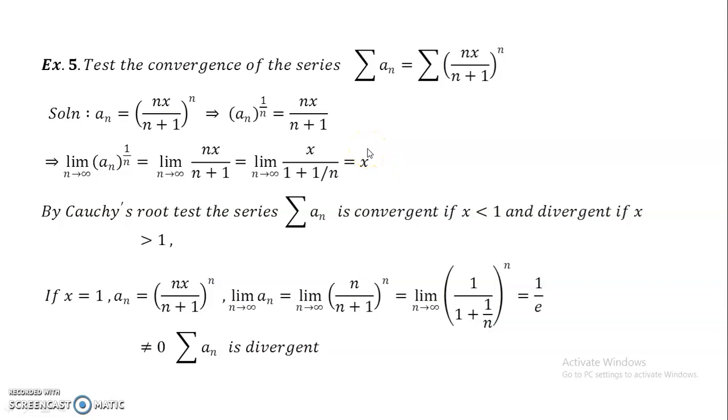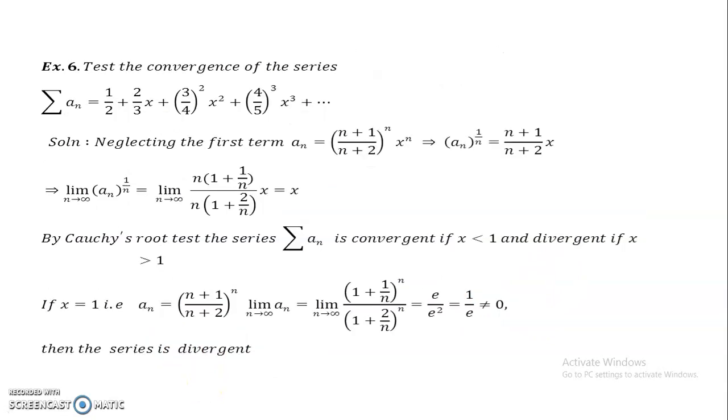Therefore, by the Cauchy root test, the series an is convergent only if x is less than 1, and it is divergent if x is greater than 1. So it fails at x equal to 1, so now we check what happens if x equal to 1. With x equal to 1, we get n by n plus 1 to the power n, which is the standard identity 1 by e. This is not equal to 0, so it is divergent.